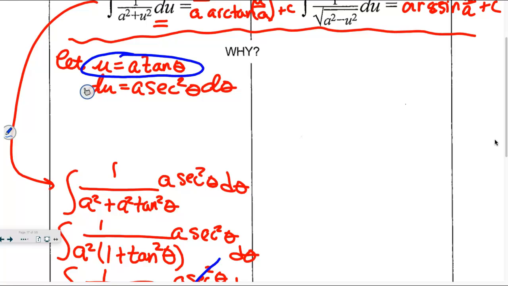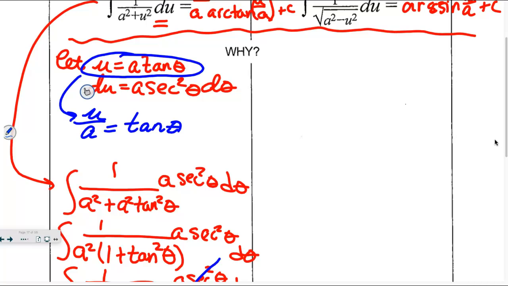If I let u be tangent of theta, then u divided by a has to equal tangent theta. And again, I'm trying to undo my theta. How do you undo tan? Because I want to know what theta is.